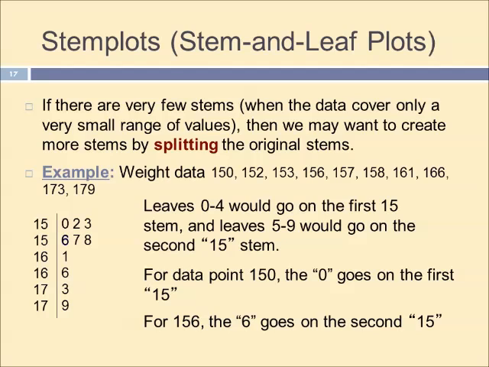And if you take a look at that, it should make sense. The second split stem represents the leaves 5 through 9. The first stem represents the leaves 0 through 4.